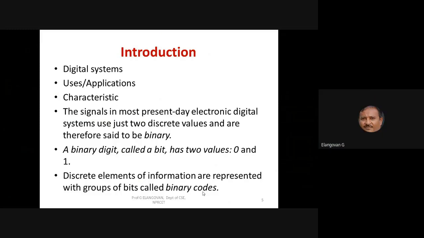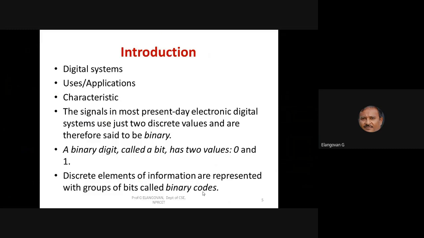Usually, if you say digital, the basic fundamental thing is the binary digit. A binary digit is called a bit, and it has only two values, either 0 or 1. So with only those two values, the entire system is going to use only zeros and ones.